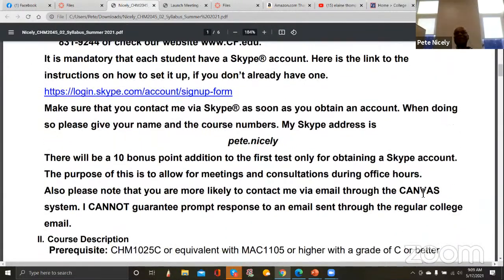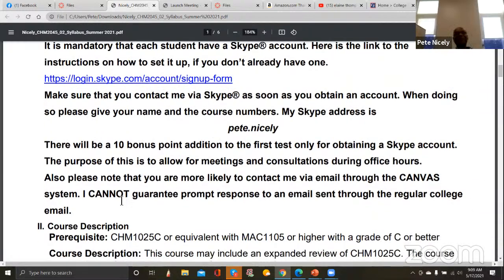Another advantage of using the Canvas system for email communications is that when you send me an email, I can immediately see what course of mine you're enrolled in. Based on that information, I can promptly answer your questions, queries, or whatever discussion you want to have, all right? So as stated here, I cannot guarantee a prompt response to an email sent through the regular college email. If you want a prompt response, it's best that you do so through the Canvas system, all right?